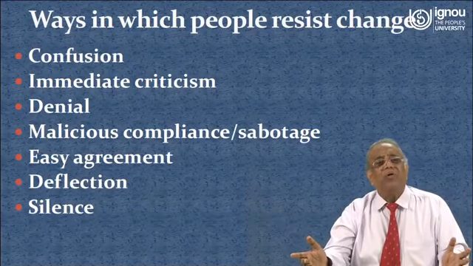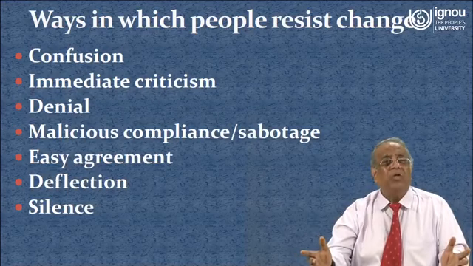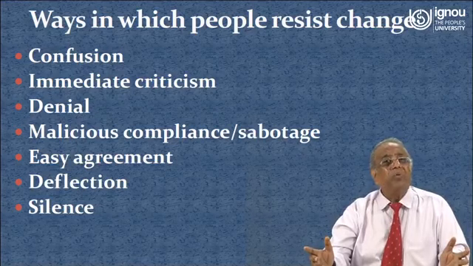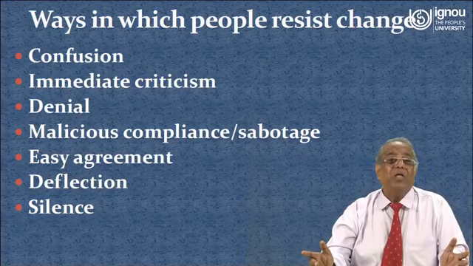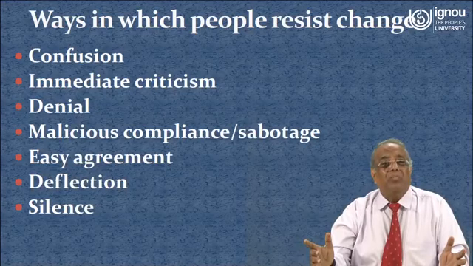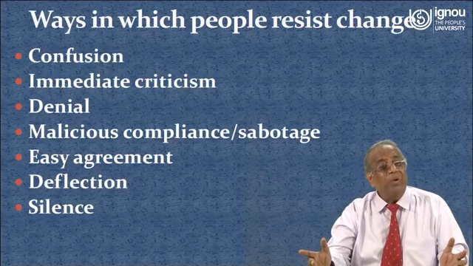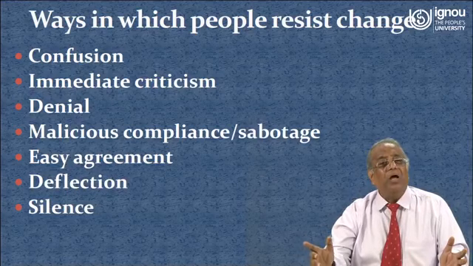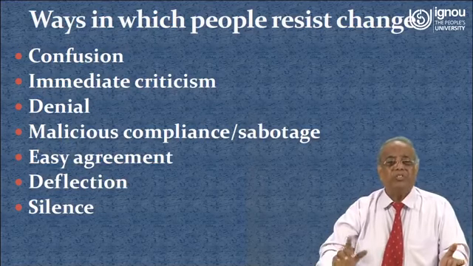Some persons may have confusion because there is no proper information given to them. So ways in which people resist change: confusion, immediate criticism, denial, malicious compliance, sabotage, easy agreement, deflection or silence. So these are the ways in which people resist change.